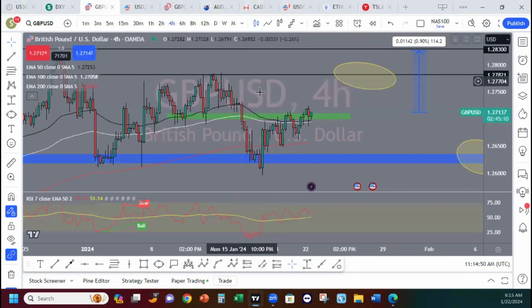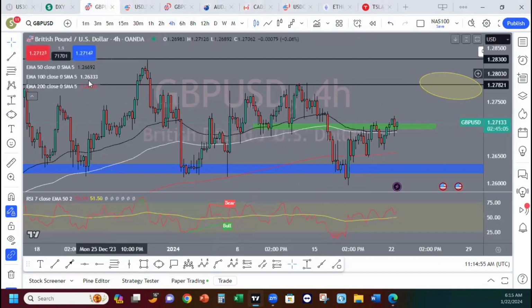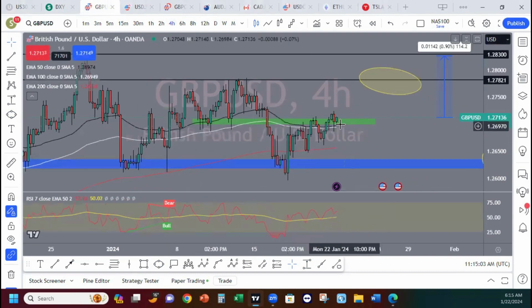Let's go to the 4-hour to see what the 4-hour is saying. Oh, okay. So you see, this is the same zone we are in. This is where it's been consolidating. That means there's no clear trend. That's what that's telling us.